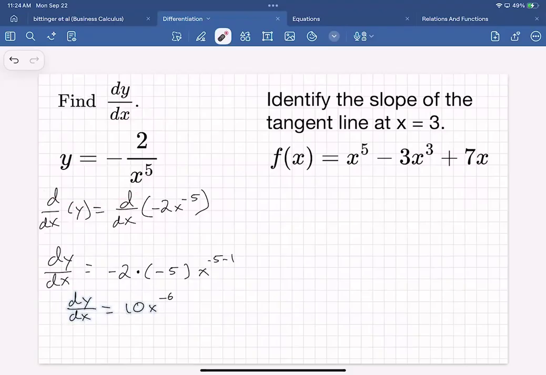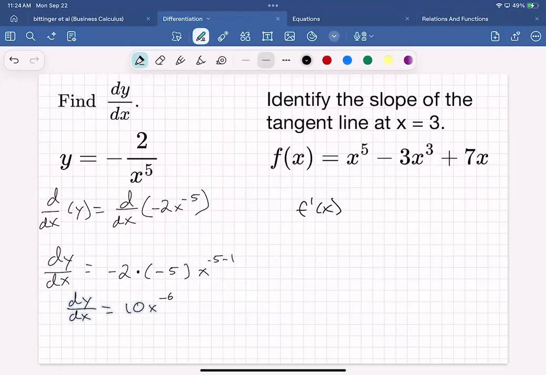Now, as far as this next one is concerned, it's giving me a function and says identify the slope of the tangent line at x equal to 3. All right. Well, to get slopes of tangent lines, if I have a function, this is where we need to say I also now need the derivative of that. And so when I write out the function notation f prime of x, what I'm saying is I want to find the derivative of that function that we started with.